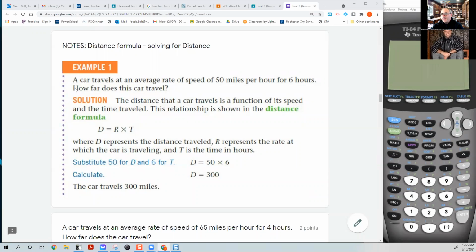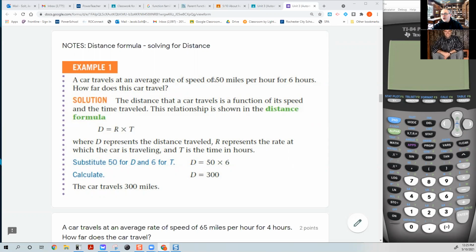All right, example 1. A car travels at an average rate of speed of 50 miles per hour for 6 hours. How far does this car travel? How will we solve this kind of question? We're going to use the distance formula. Distance equals rate times time. D is the distance traveled. R is the rate. T is the time in hours.